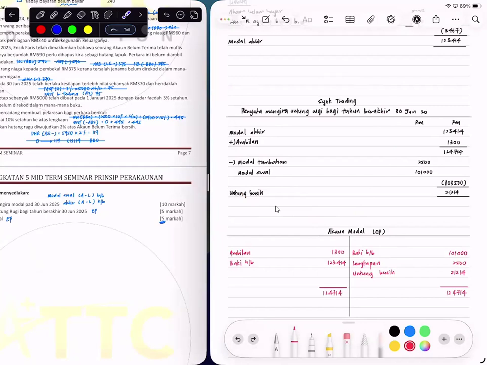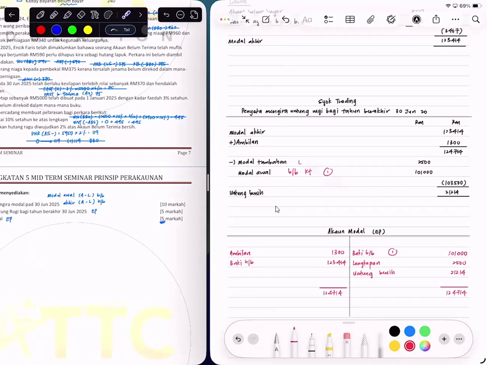Baki BB means baki awal. So modal awal is the Baki BB for account modal. And account modal is EP, right? EP should be recorded into the credit side. So the Baki BB for EP will be in credit. This is what we record in the answer later. Okay, then after that, continue with modal tambahan. Modal tambahan means you're getting more modal.